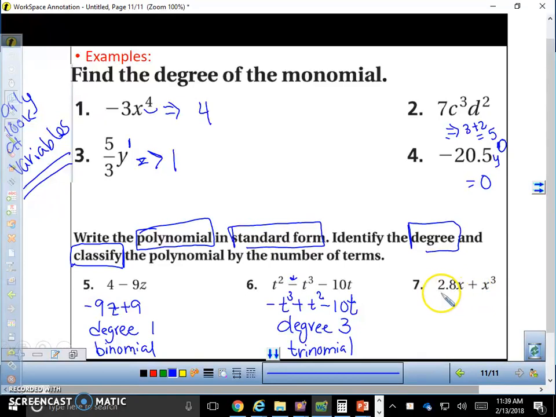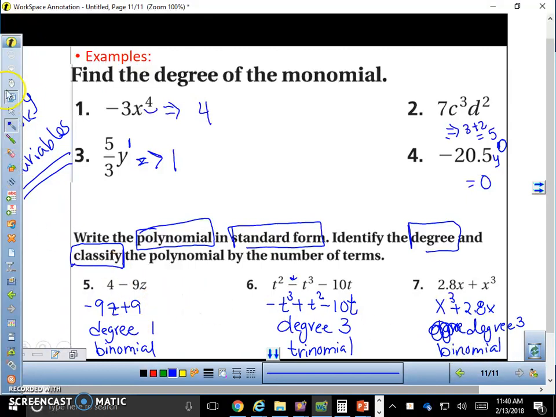7, rewrite it. X cubed plus 2.8x. What degree? Take the highest one. Degree is 3. And this is a 1-2 term binomial. All right, let's go to our last example.